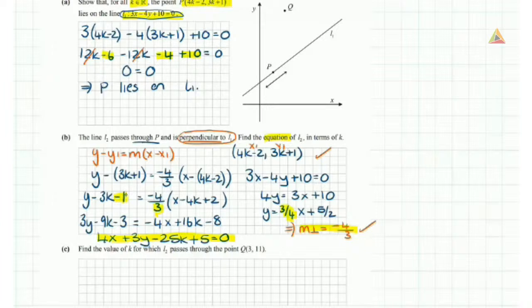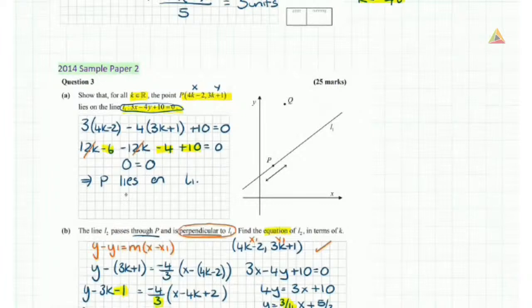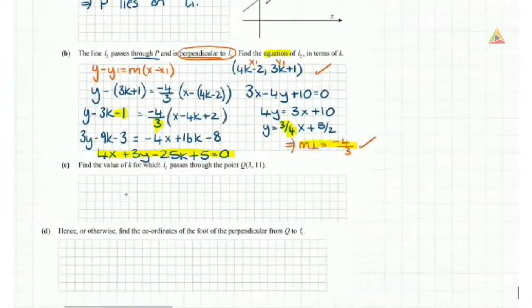Okay, and part C says, find the value of k for which L2 passes through the point Q, which is (3, 11). So I'm just going to go back up to my diagram here and mark that on the diagram. Remember we said P is any point on that line because we don't know what k is. So we're saying that that line, which is perpendicular to L1, is passing through the point Q as well. So we know for sure that this equation that we've just found in part B definitely passes through that point Q. So we're going to basically sub in 3 for x, 11 for y, and we know everything should balance.